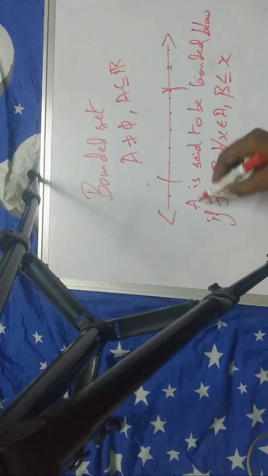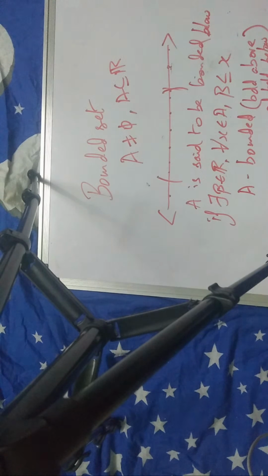So a subset is said to be bounded below if we can find at least one such beta, and any number lesser than beta will be a lower bound. Now, if a non-empty subset of R is both bounded above and bounded below, that is, if we can find at least one upper bound and one lower bound, then A is said to be bounded. If both are true, then the subset is said to be bounded. Right?